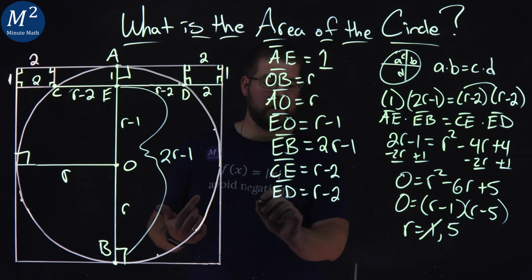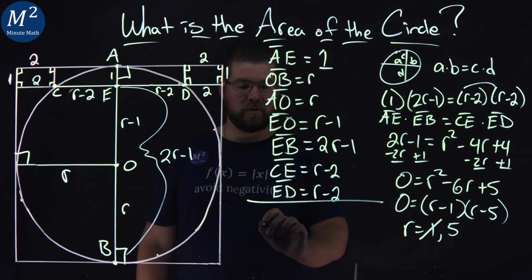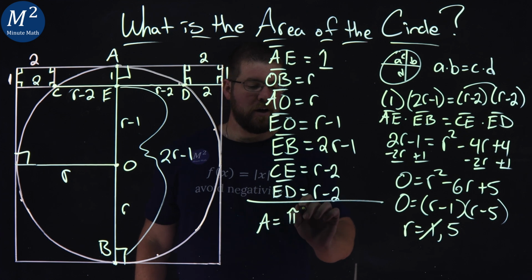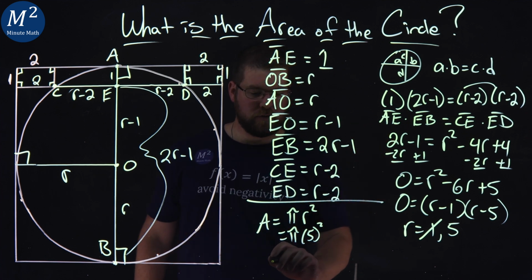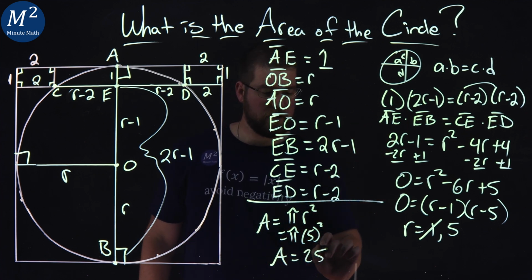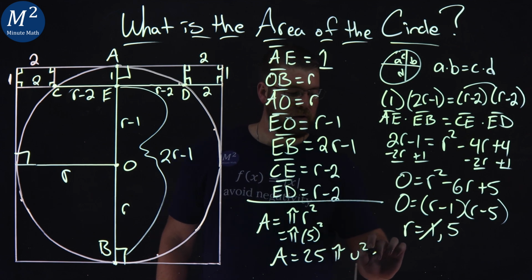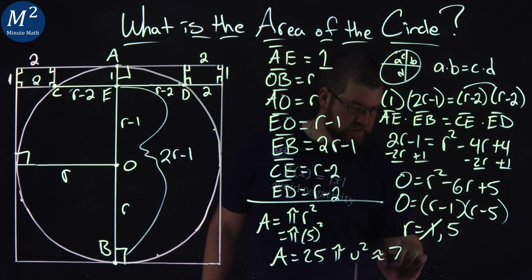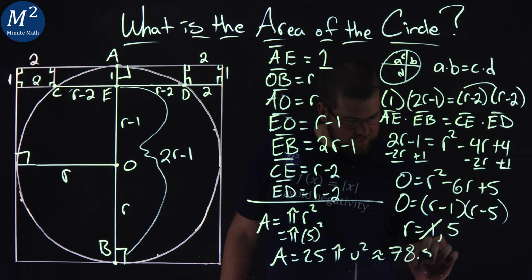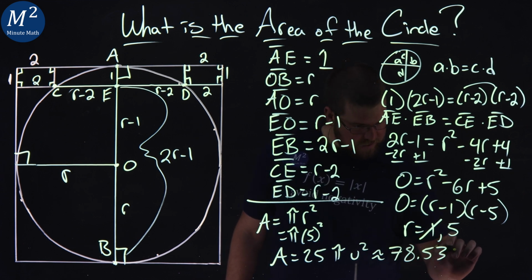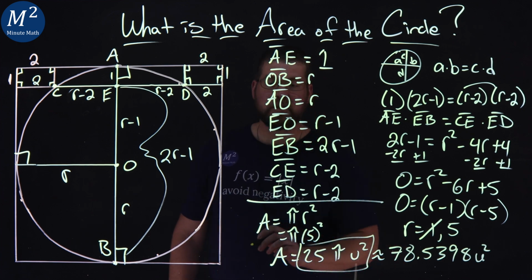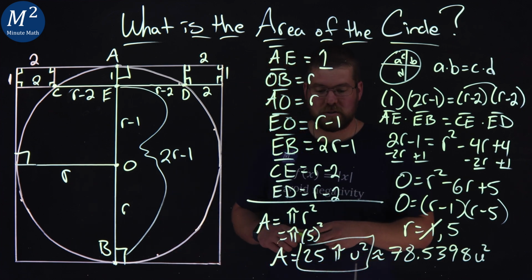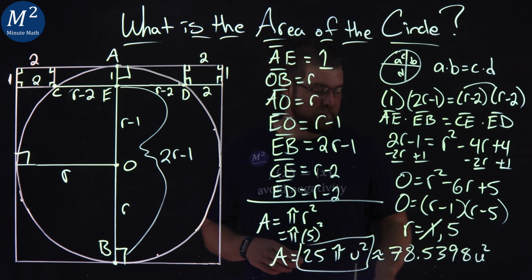So again, the area of a circle, the area we're looking for, is pi r squared. So pi times 5 squared. 5 squared is 25, so our area here is 25 pi units squared, or approximately as a decimal, 78.5398 units squared, but I prefer in terms of pi. So again, our area here is 25 pi units squared.